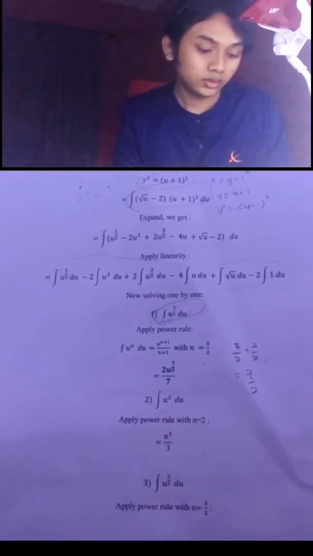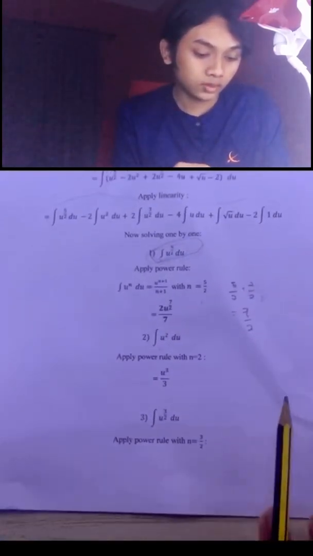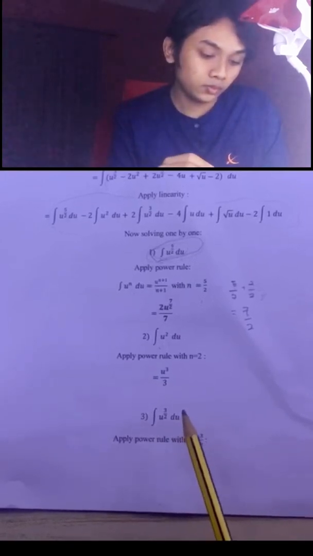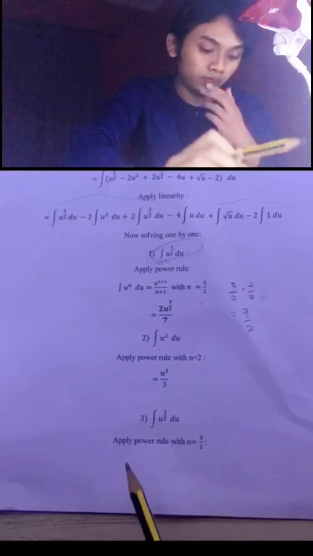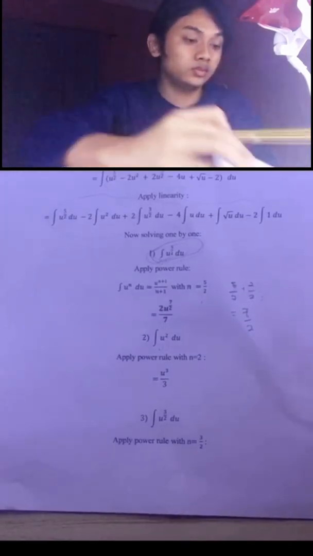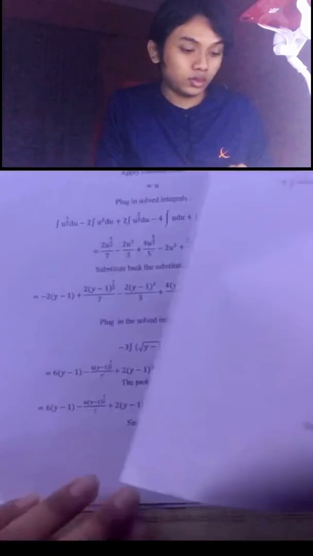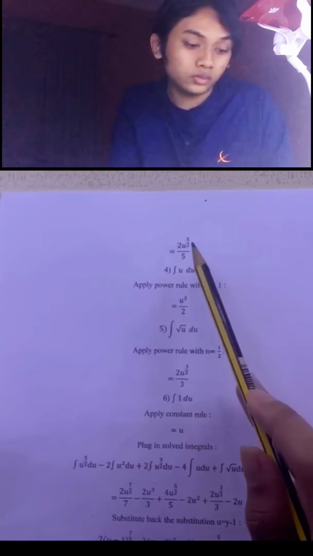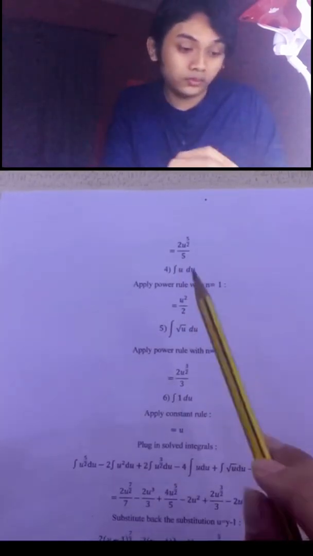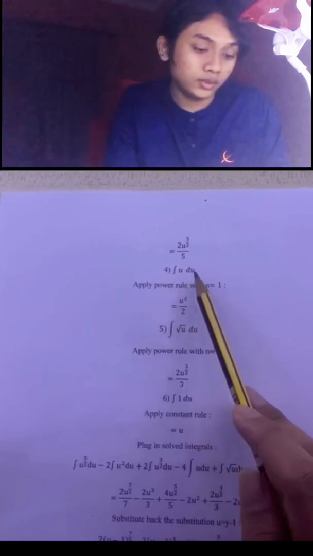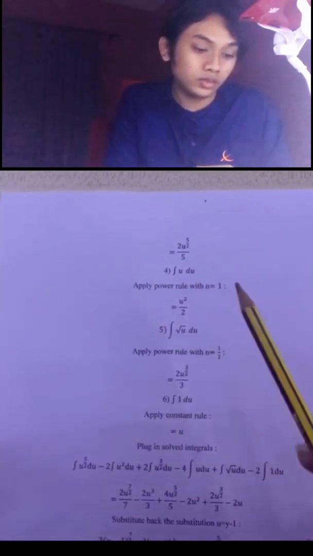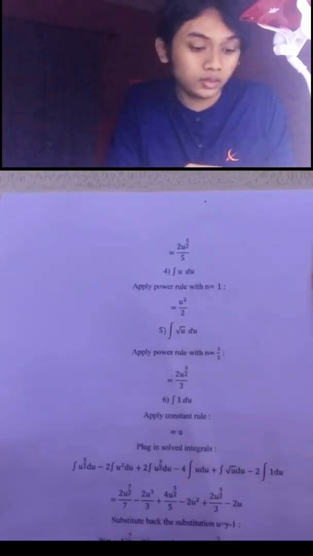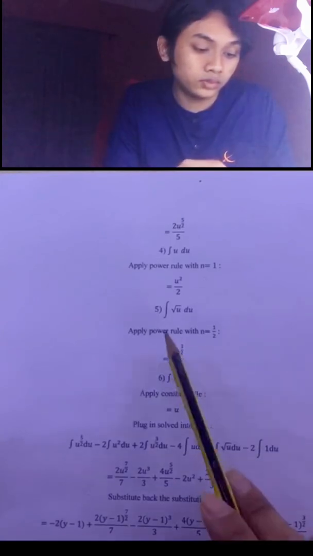And the third one is integration of u power of 3 over 2 du, and we also apply the power rule with n equal to 3 over 2, and we get the value 2u power of 5 over 2 over 5. And the fourth one is integration of u du. So we apply the power rule with n equal to 1, and we get u square over 2.